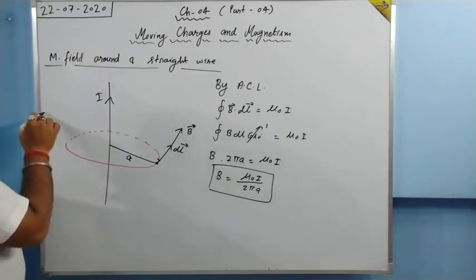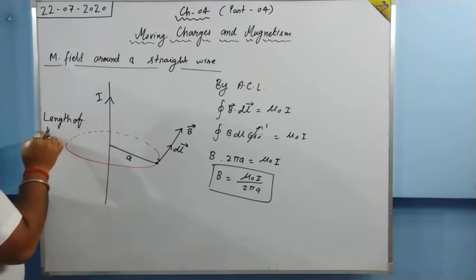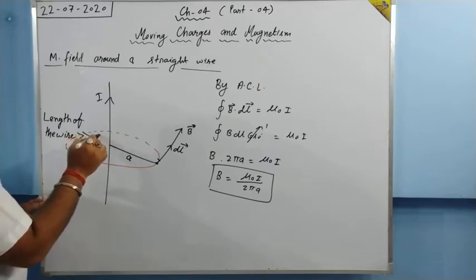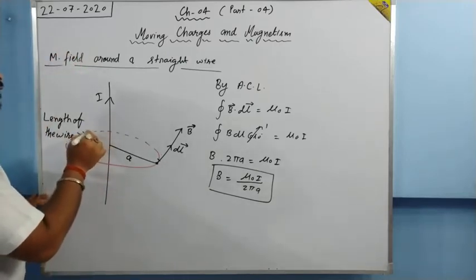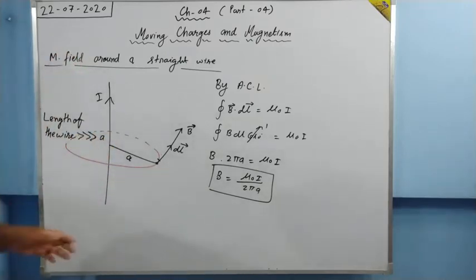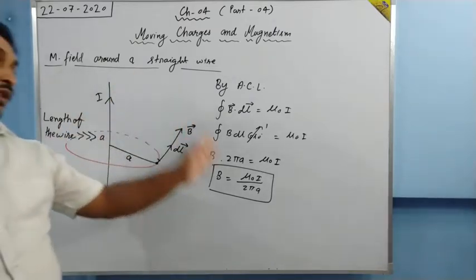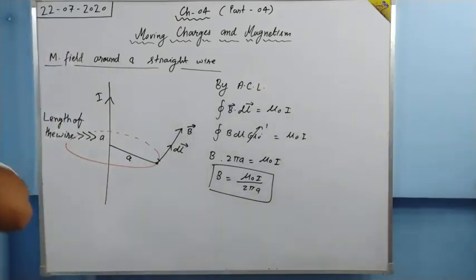What I am trying to say is that the length of the wire is much greater than a. In comparison to a, the length of the wire is very large, so that the length of the wire is considered as infinity. Okay, and we can do it like this. The same formula we derived in the very first lecture of this chapter, and in that we were using the Biot-Savart law.